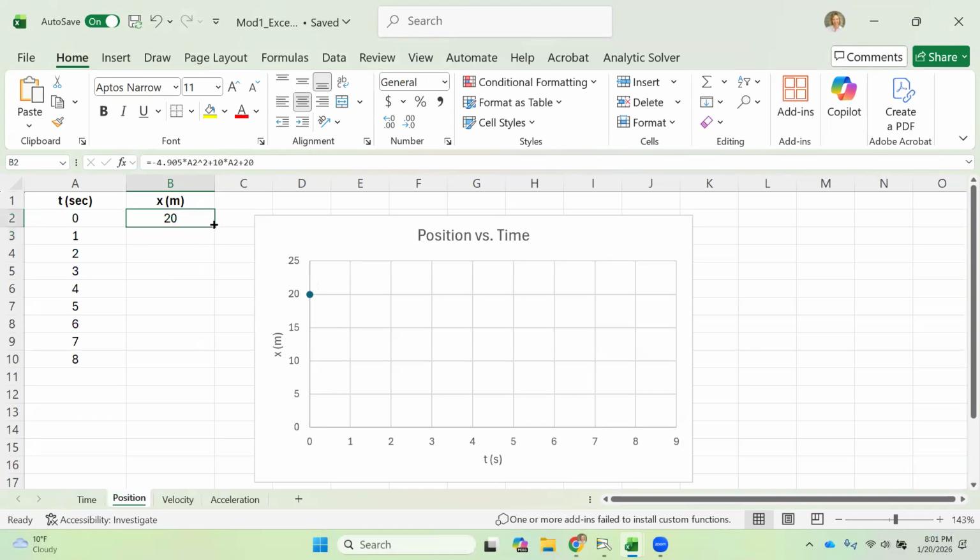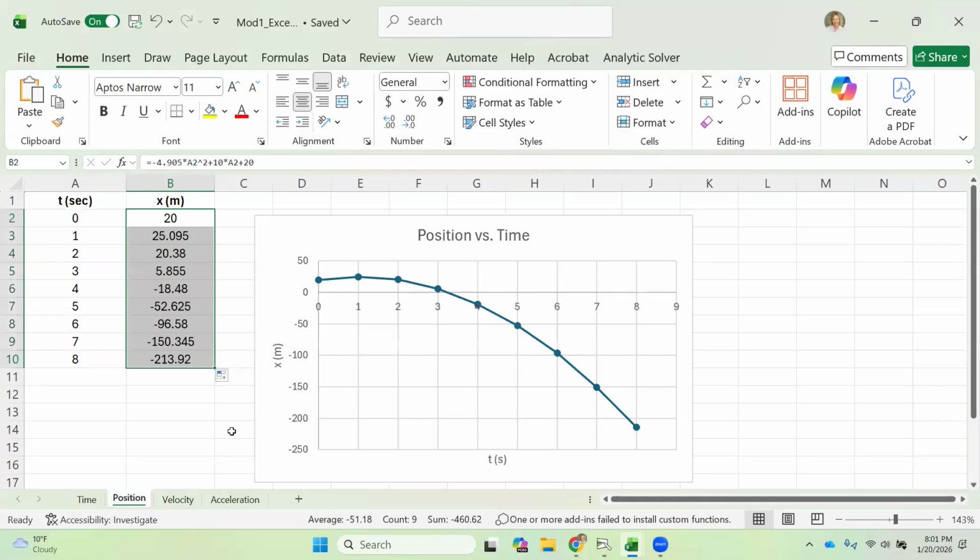And then I'm going to take that value and copy it all the way down. There we go. Did you guys get the same values? Look the same? Okay.